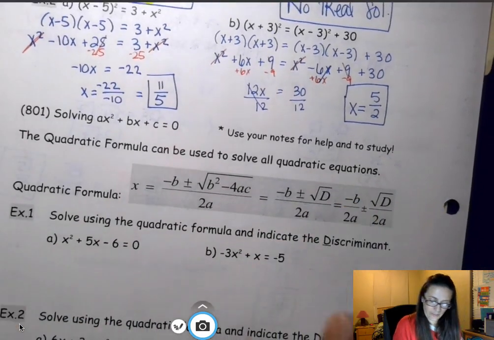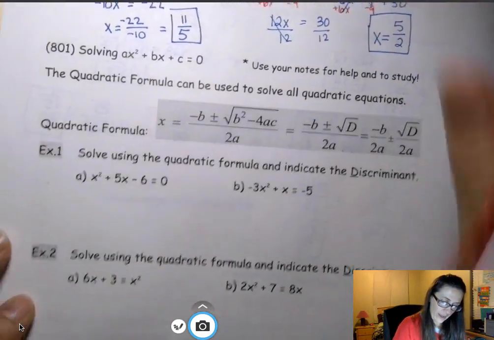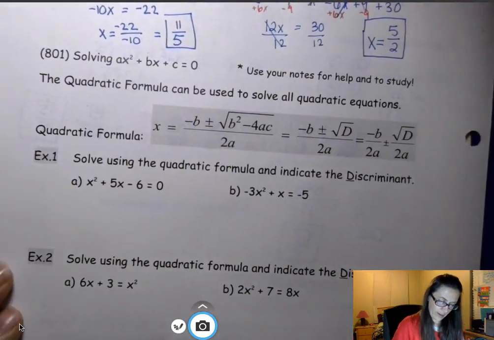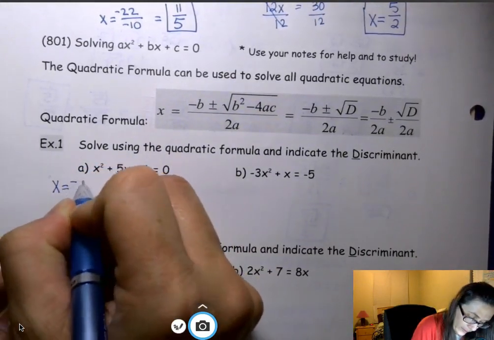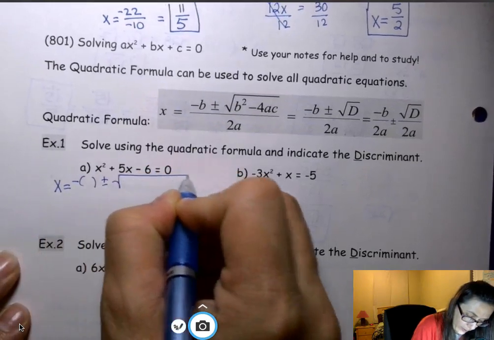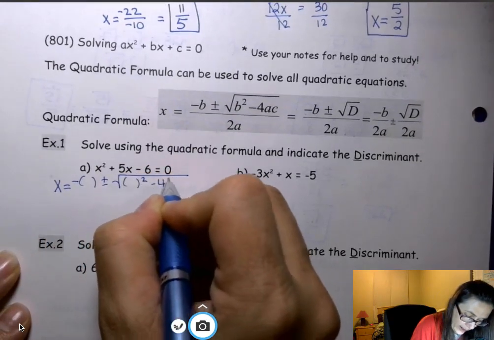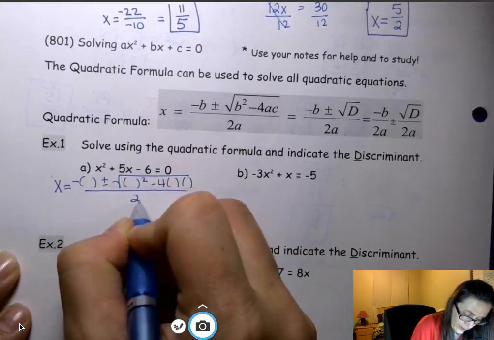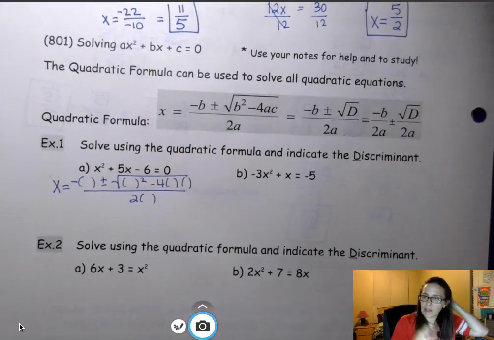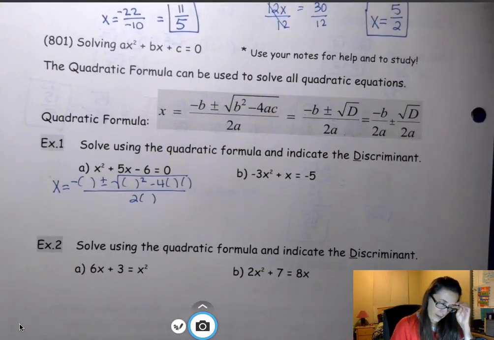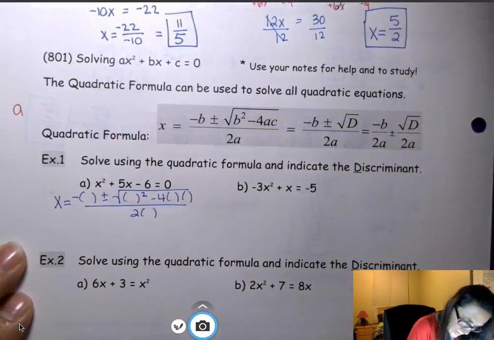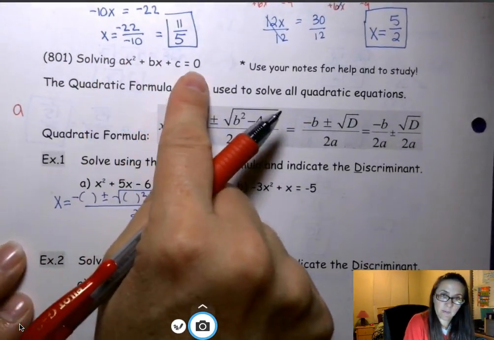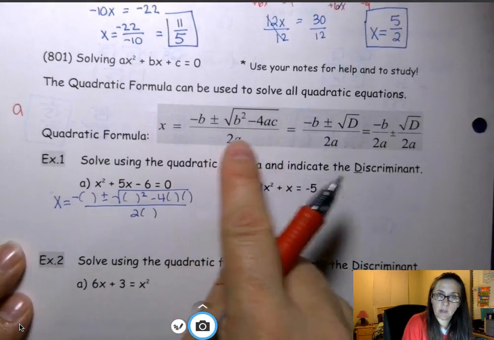Anyway, we're going to do a few of these. Solve using the quadratic formula and indicate the discriminant. So generally I set this up: x equals opposite b plus or minus the square root b squared minus 4ac all over 2a. And I set it up as a ghost formula, so I have all those blanks in there and I can just fill in the missing pieces. So remember, I set this up at the very top of the page: ax squared plus bx plus c. Those are the numbers that go in these spots.